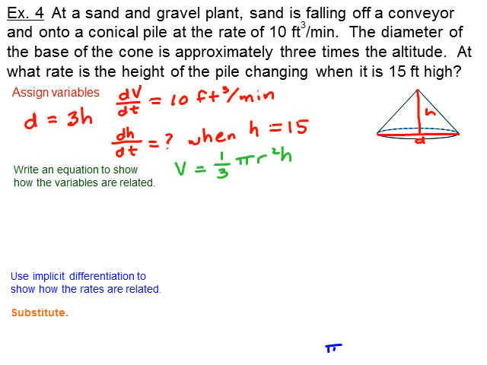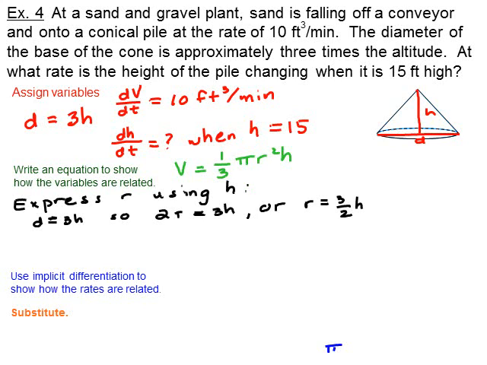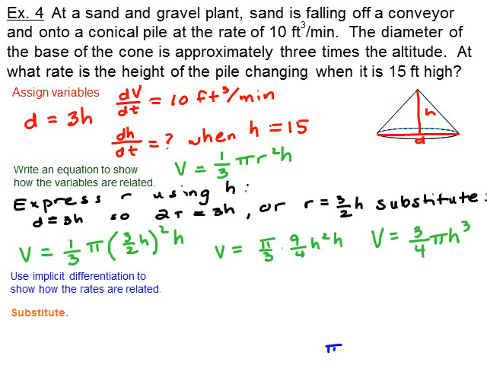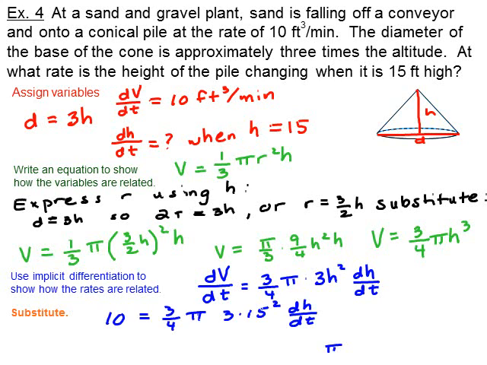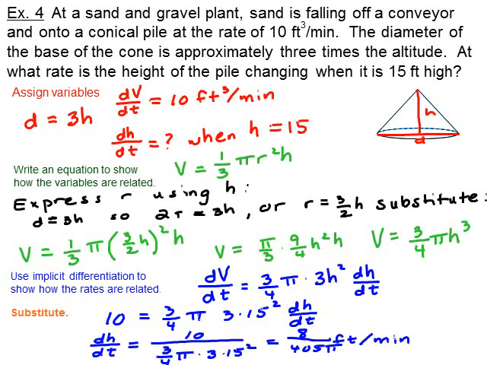Let's use geometric proportions to express the volume in terms of a single variable. It makes the most sense to rewrite the volume in terms of h, since we need to eventually find dh dt. We need to convert the r in the equation to h's. We know that d equals 3h, and the diameter equals twice the radius, so 2r equals 3h. Solving for that, we get r equals 3/2 h. Substitute this into our volume equation, and differentiate.